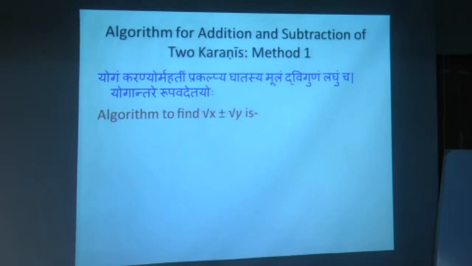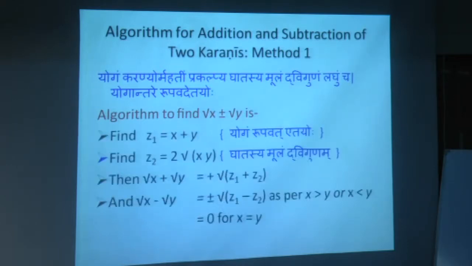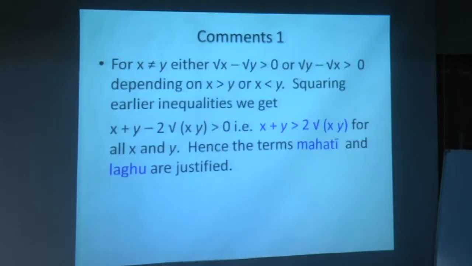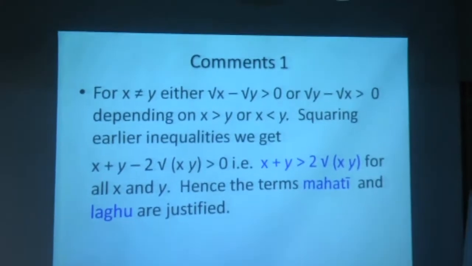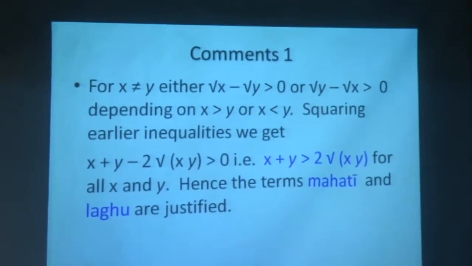Now, this first algorithm is explained well by 2 of the speakers, so I skipped that. But one thing I want to say about this is the word Mahati. Why did Bhaskara use the word Mahati, a greater term? For all values of x and y, x plus y will always be greater than 2 times root xy. And that's why for x plus y, Bhaskara used the term Mahati, and for 2 times root xy, Laghu. Otherwise, there is no question of using terms like Mahati and Laghu.